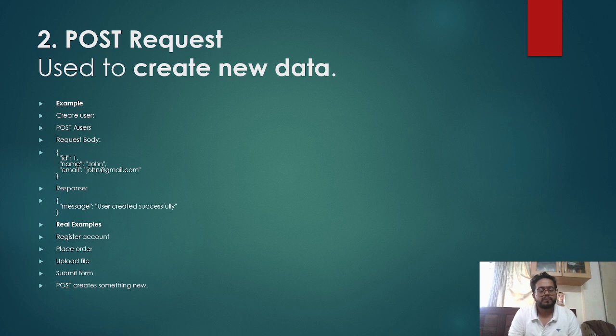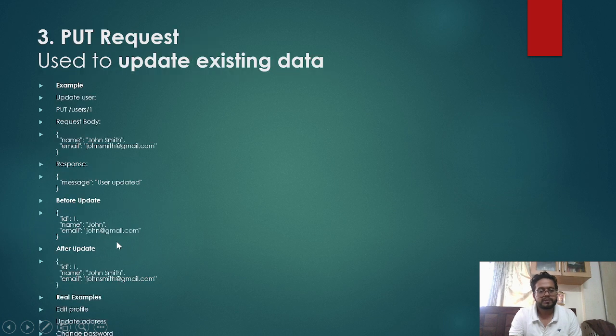Next is the POST request. POST request is used to create new data. For example, this is the JSON format, like ID, name, email ID, and POST is to the user, which will create the new user. Examples are registering an account, placing an order, uploading a file, submitting a form.